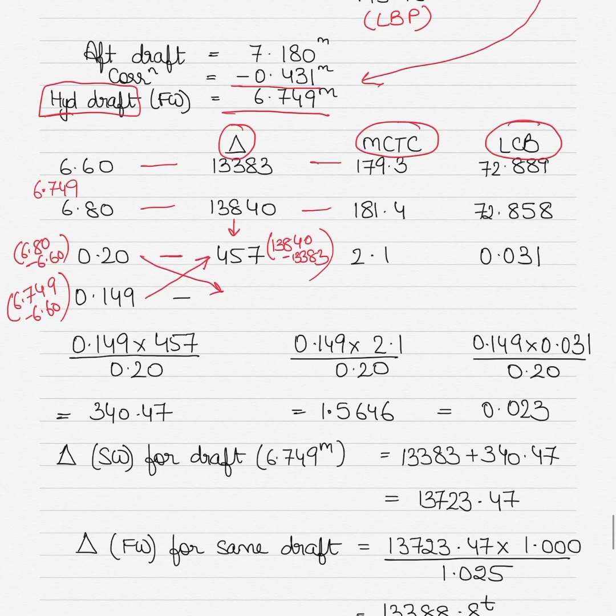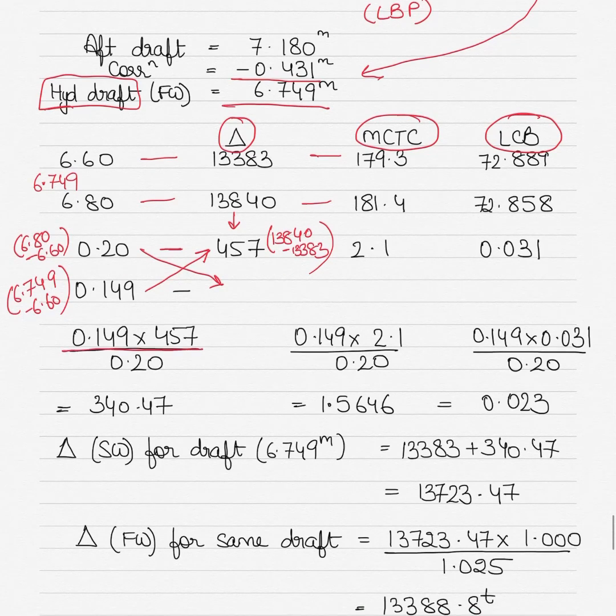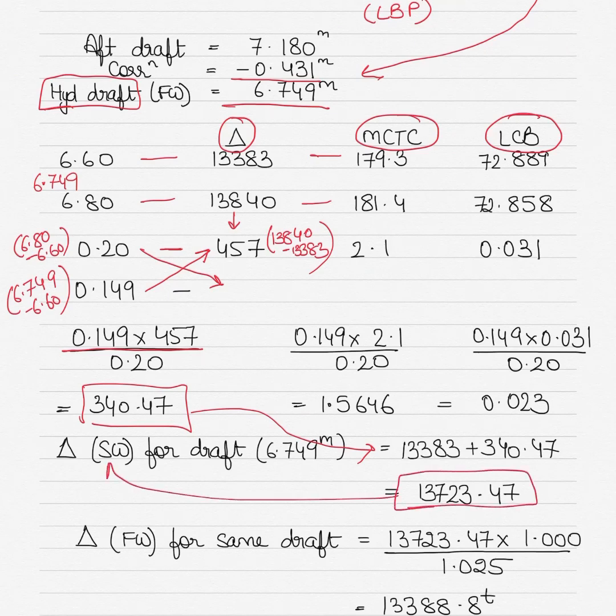So you do a cross multiplication, and the cross multiplication will give you the difference in the displacement if the difference in the draft was 0.149. So you will add this displacement to the displacement for 6.60, 13383 plus 340.47, and you will get the displacement. But this displacement that you get is for seawater, because the hydrostatic tables are for the seawater density of 1.025. But remember that your question says your density is 1. You are in freshwater.